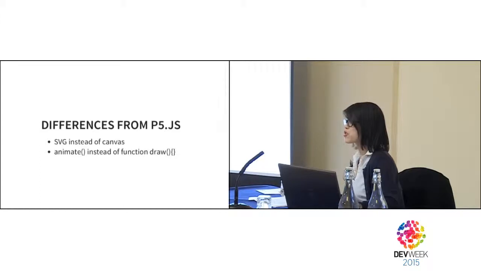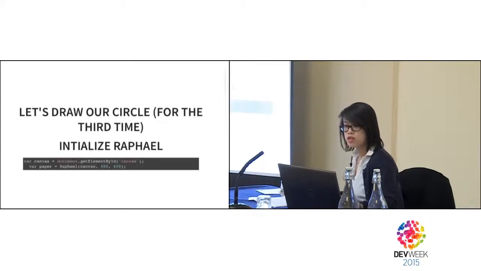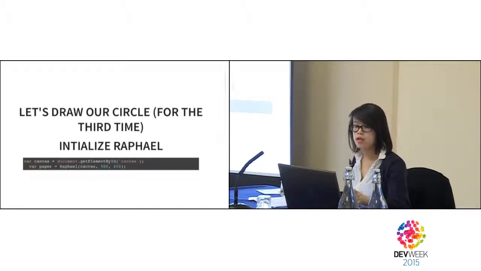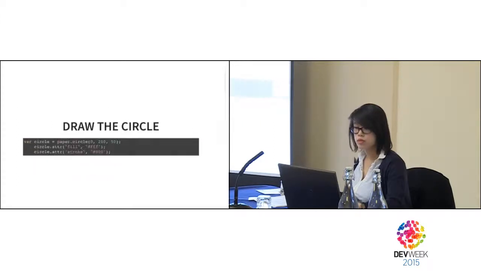So let's draw our circle for the third time. We want to initialize RAPHAEL in our code. And that's happening in the second line. Then we're drawing our circle. RAPHAEL.JS has a circle function: x position of 200, y position of 200, and a radius of 50. Here we're setting attributes: fill to white, a stroke of black.